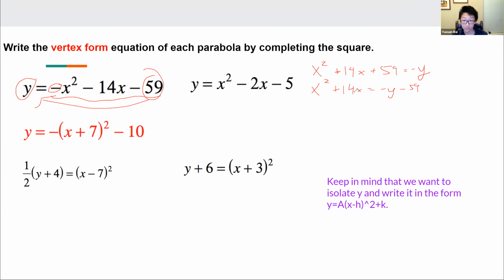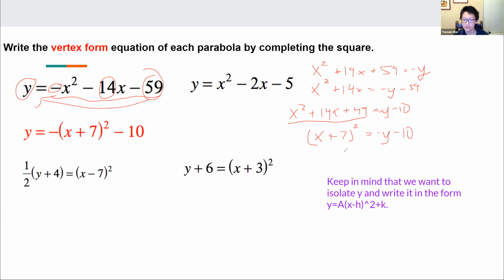And the third step is you take the 14 divided by 2, square it, and then add it to both sides. So in this case, 14 divided by 2 is just 7, and 7 squared is 49. So x squared plus 14x plus 49 on both sides. So this side would be negative y minus 10. And this side is just a perfect square. It would become x plus, again, just half of this, x plus 7 squared, and equals negative y minus 10.